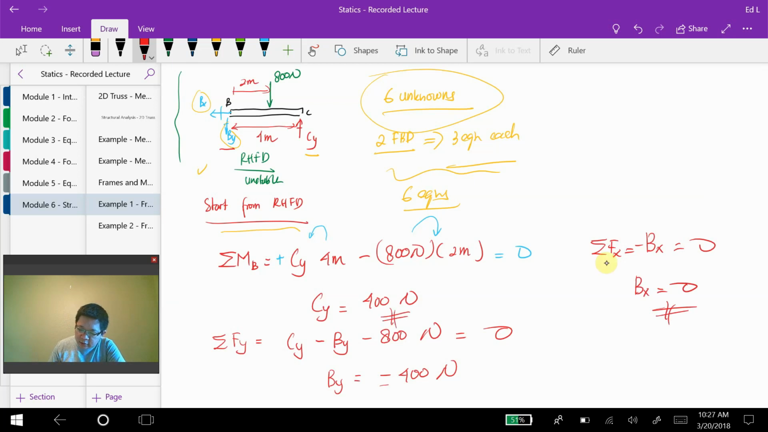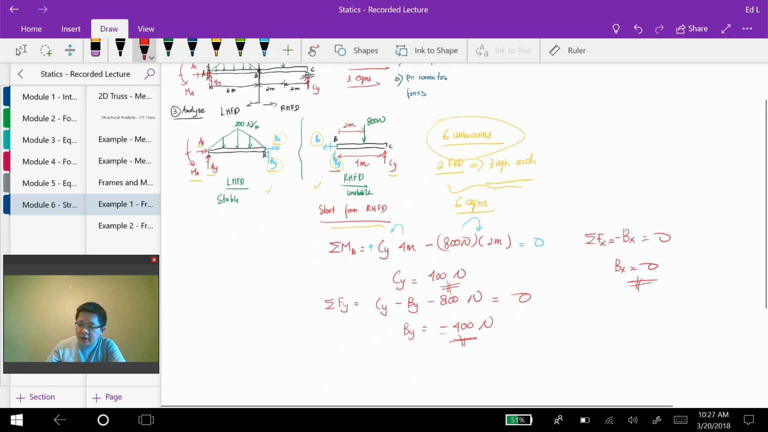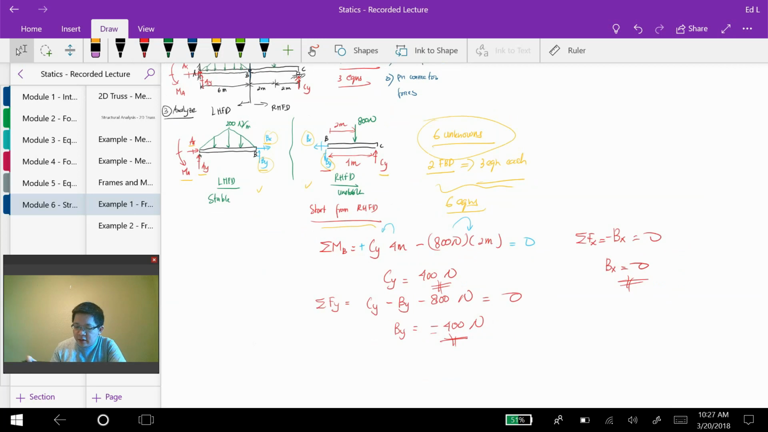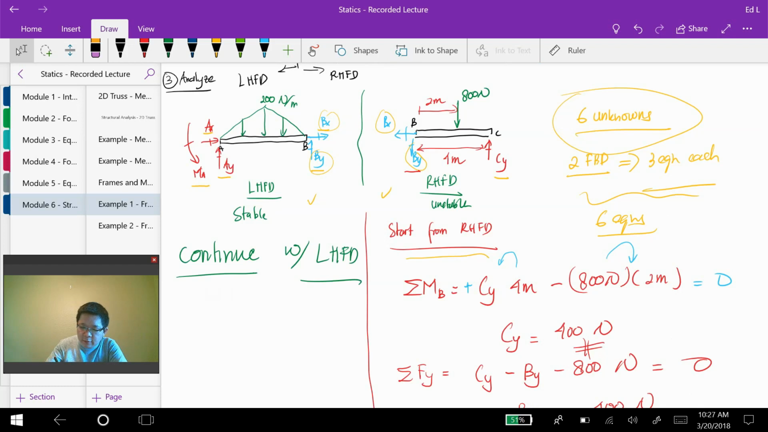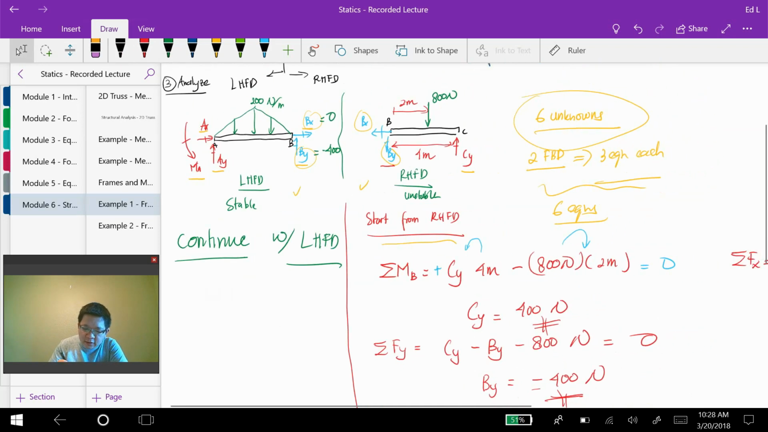So here we have already solved for 3 forces: 1 reaction force and the pin connection force. Then afterwards we continue with the left hand free body diagram. We already calculated that By here is negative 400 and Bx is 0. And we can further simplify this distributed load into a resultant force located at the midspan.